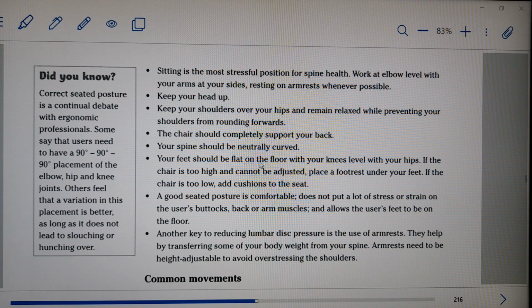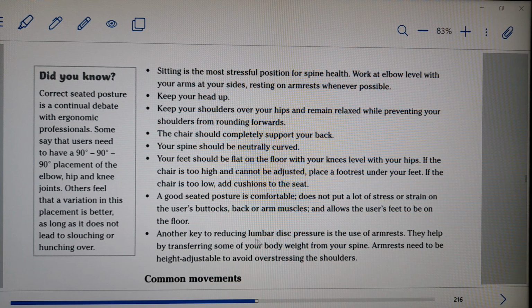Your feet should be flat on the floor with your knees level with your hips. If the chair is too high and cannot be adjusted, place a footrest under your feet. If the chair is too low, add cushions to the seat. A good seated posture is comfortable, does not put a lot of stress or strain on the user's buttocks, back, or arm muscles, and allows the user's feet to be on the floor.